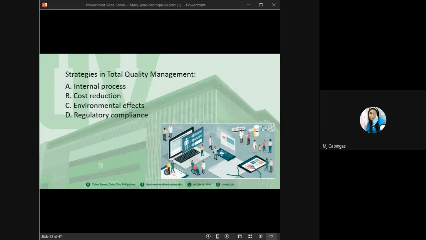So, my first report: strategy in total quality management. Internal process, cost reduction, environmental effects, and regulatory compliance.